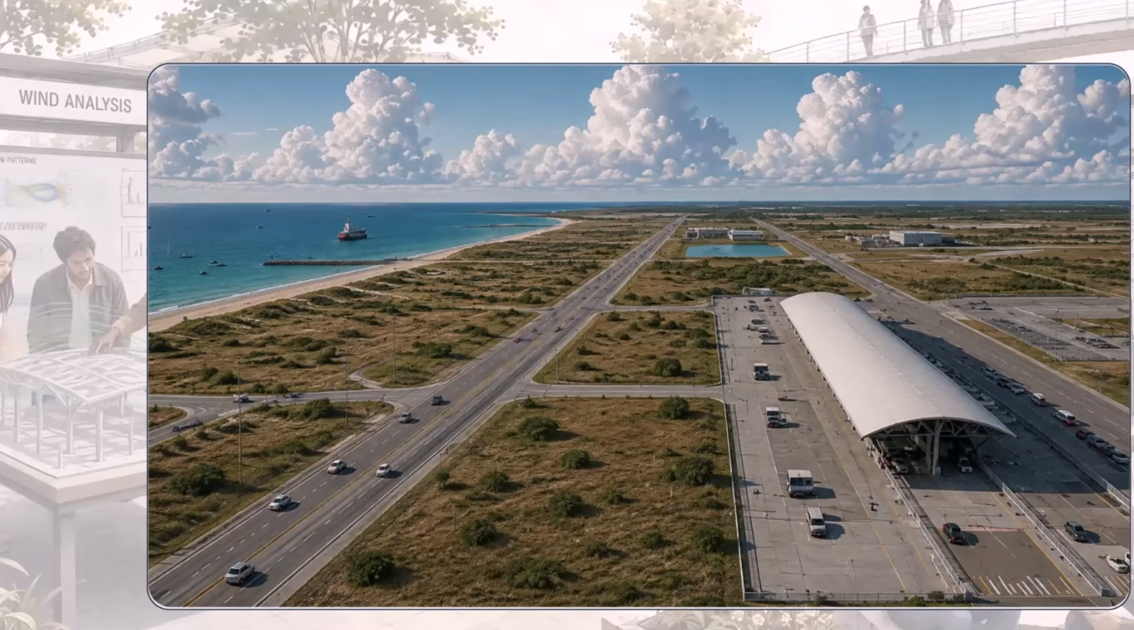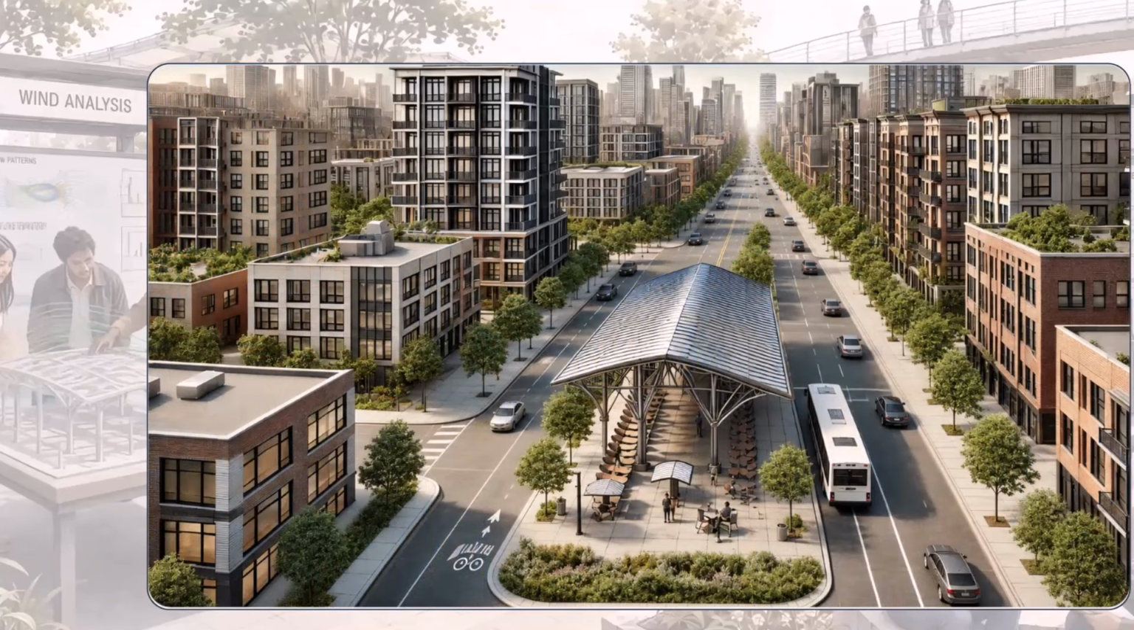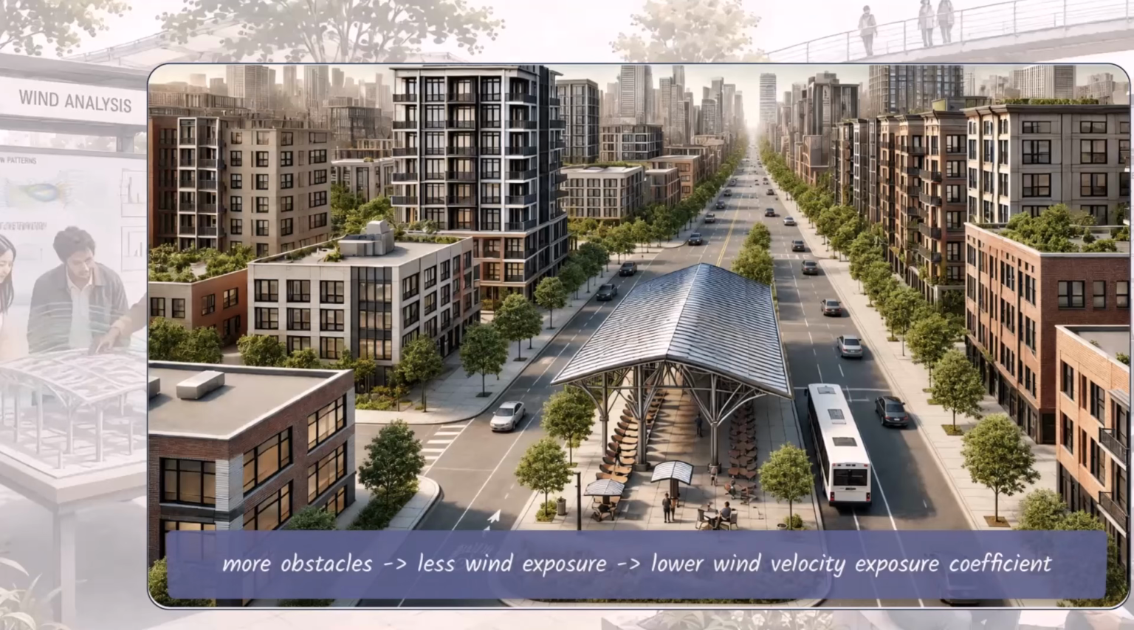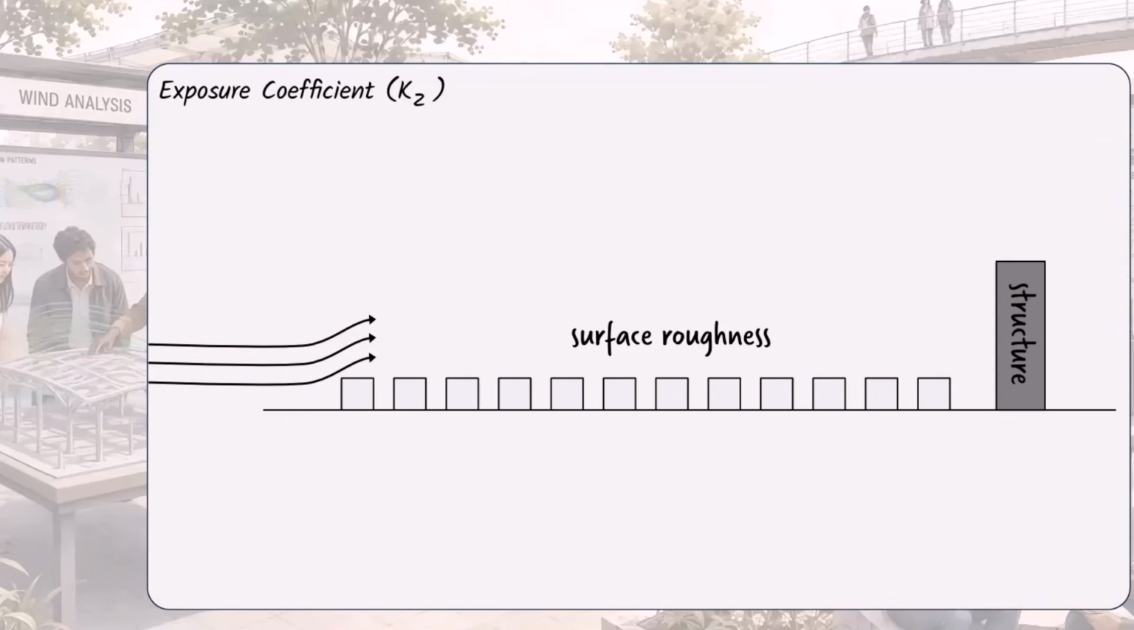In a flat, open area with nothing in its way, the wind can really pick up speed and hit the structure with more force. But in a city or a densely built-up area, buildings and trees slow the wind down or redirect it, reducing its impact. This is what we call surface roughness, how the ground and its obstacles affect the wind's flow, and it's these surface roughness characteristics that help us determine just how exposed or sheltered the structure is.